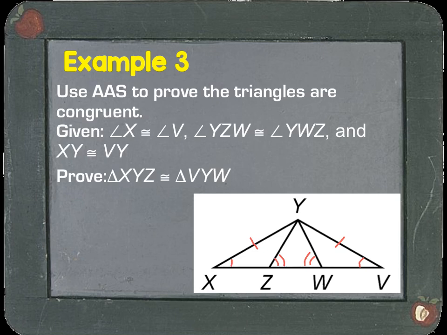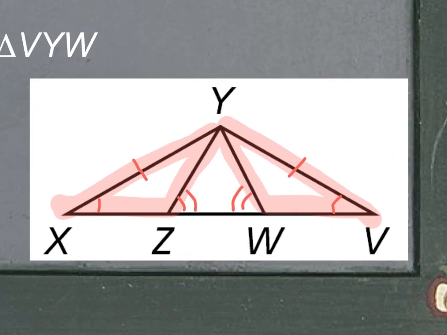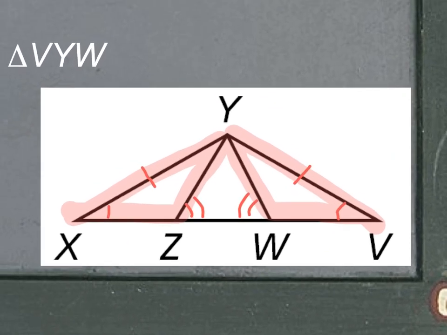Can we prove that triangle XYZ is congruent to triangle VYW? How? Because right now, just looking at these two triangles, we have a pair of congruent angles and a pair of congruent sides. What else can we conclude from the information that was given to us?